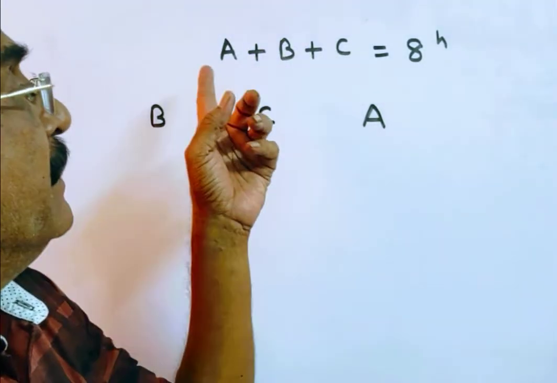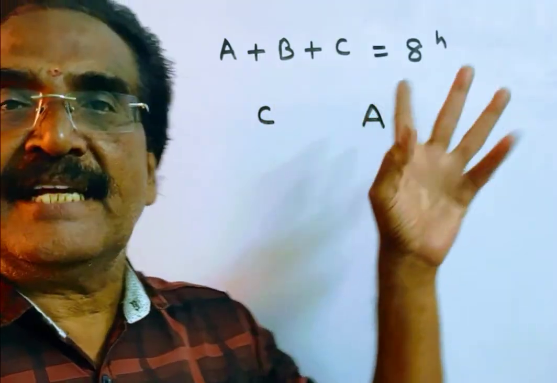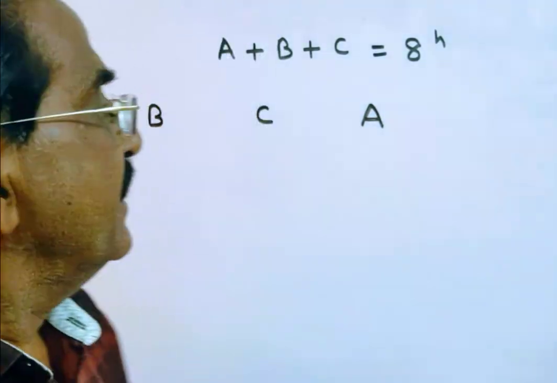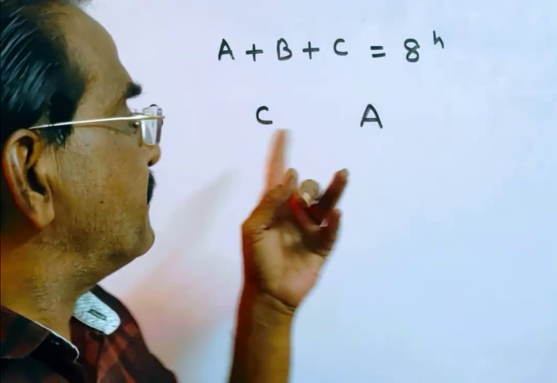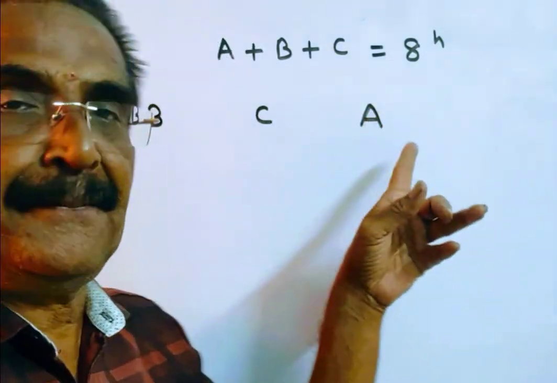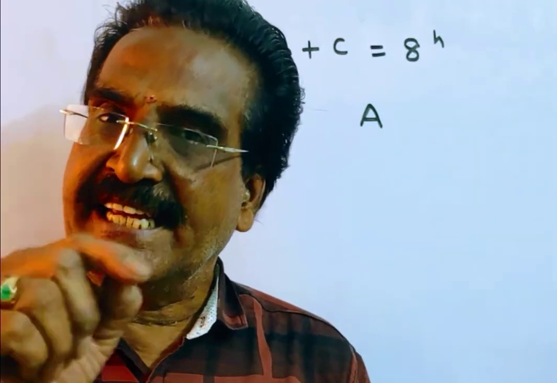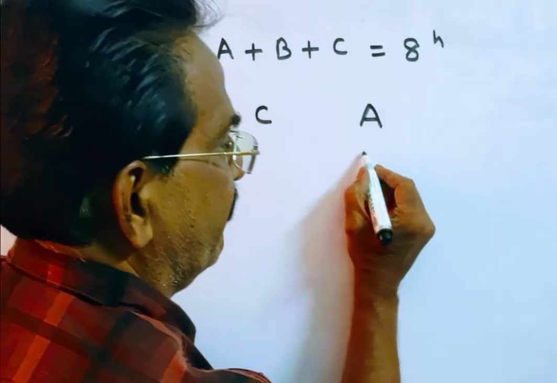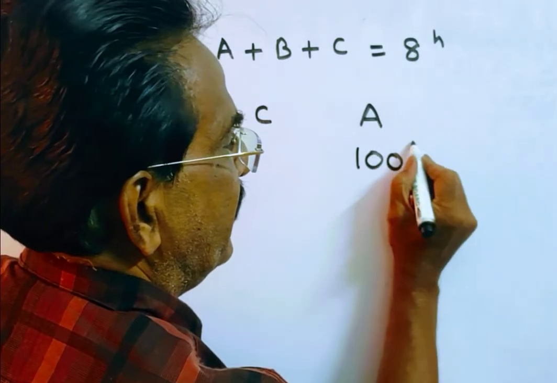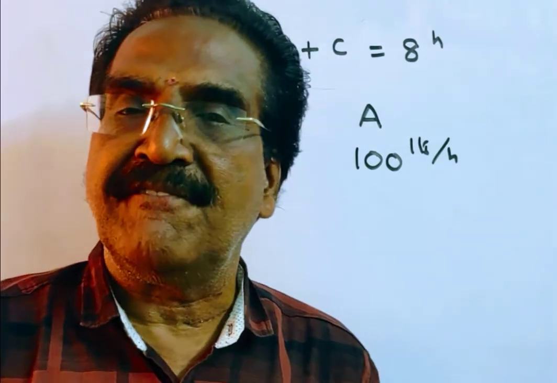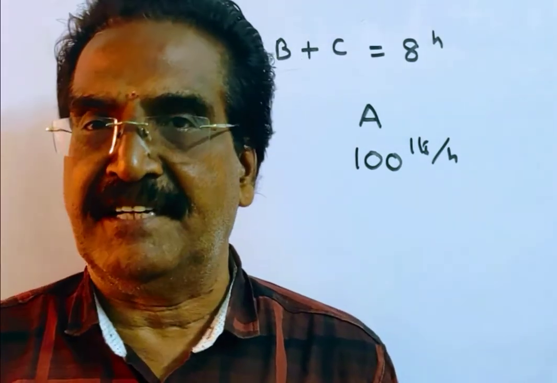Friends, see, three pipes A, B, C can fill a tank in 8 hours. It is given that the efficiency of pipe C is 20% less than the efficiency of pipe A. Say the efficiency of pipe A is 100 liters per hour. That means pipe A can fill 100 liters per hour.